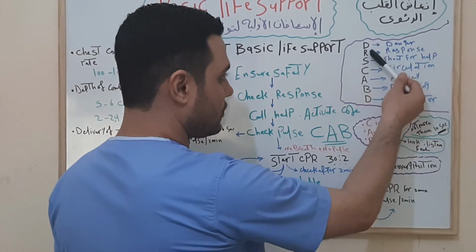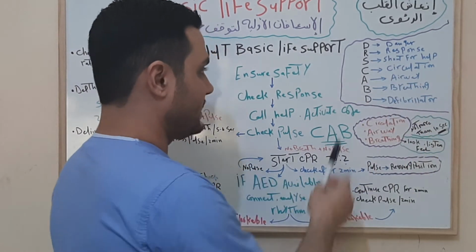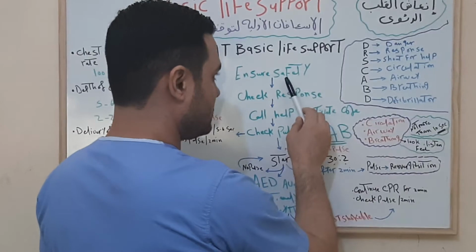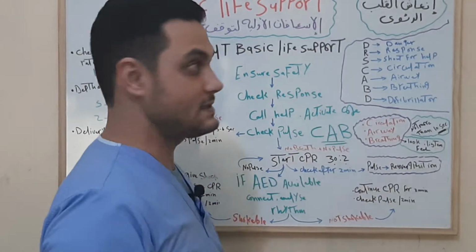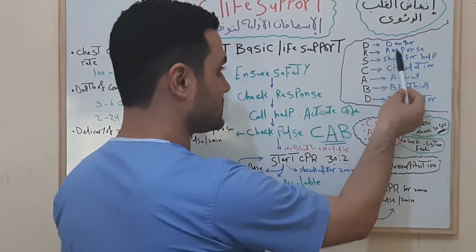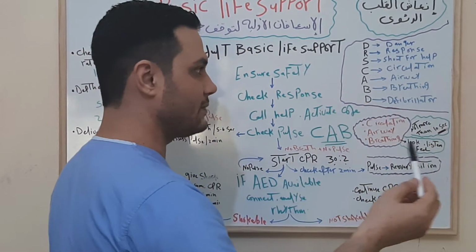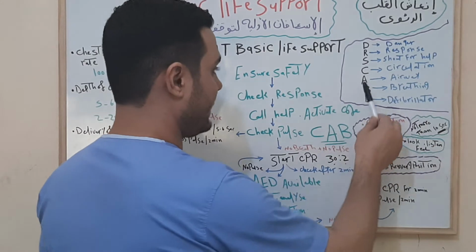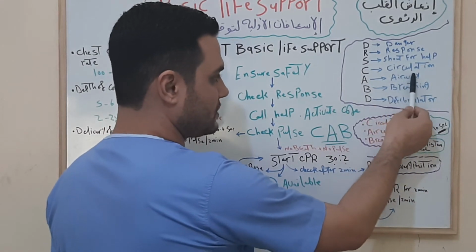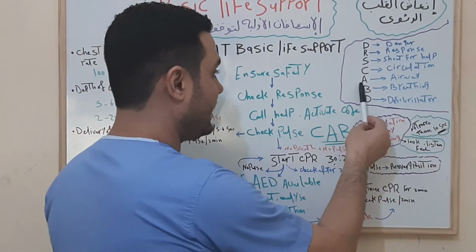This small abbreviation is DR's ABCD. D for danger: at first, you will ensure your safety and the patient's safety. The second thing is response, checking the patient's response. After that, S, shout for help: you call for help or call an ambulance. After that, C, circulation: you will check the pulse of the patient.